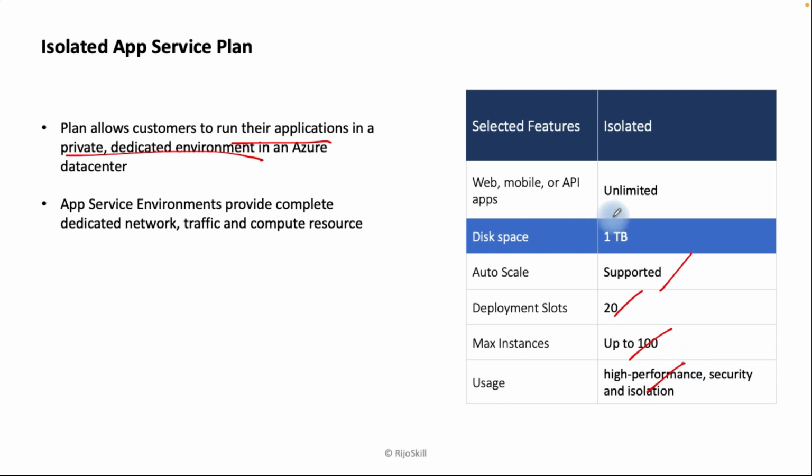and security isolation, and you can get 1 TB disk space, and features included are unlimited. So now you understand, isolated means dedicated environment. You need a separate virtual network and you need separate virtual machines. But the pricing tier is different. Okay. So next we will go for scale.